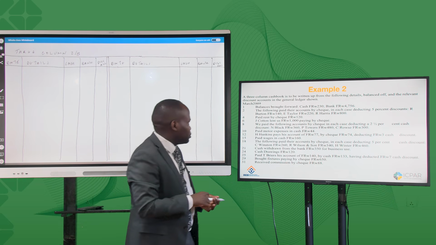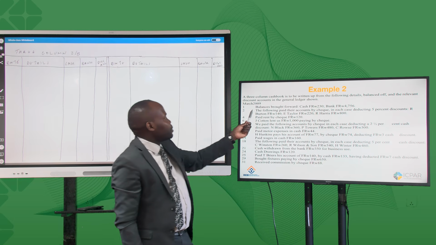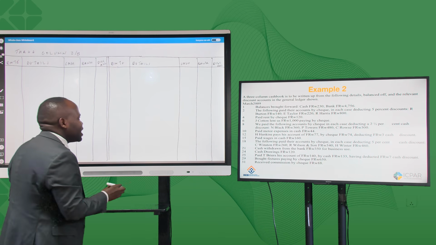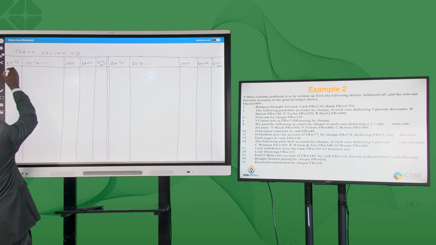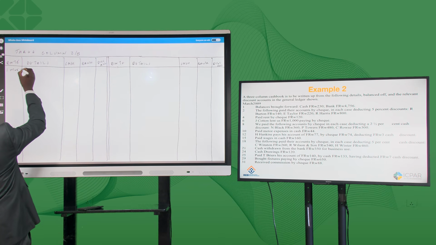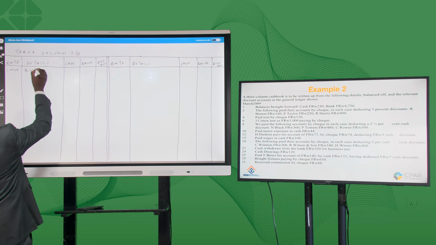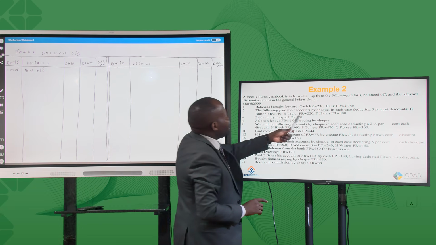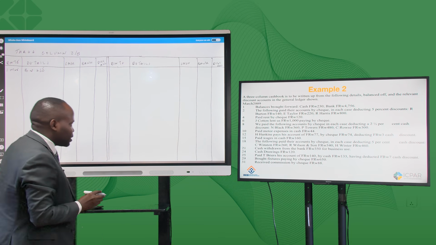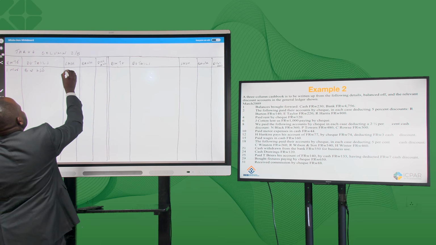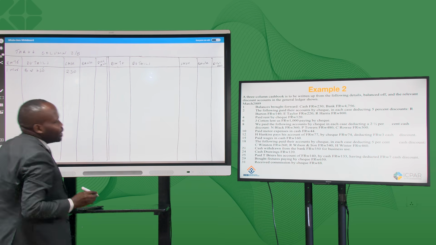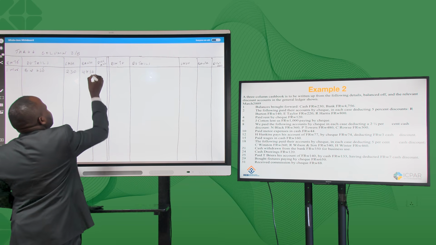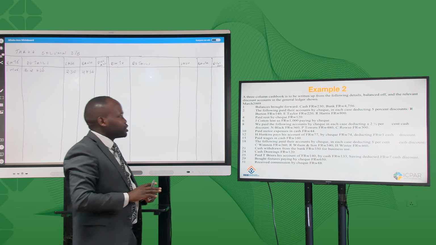Let's read each transaction. Day 1 of March, balances brought forward. So these are closing balances in the last period. So 1st March, this is balance brought down from the previous month. We had cash of 230 and the bank was 4756.